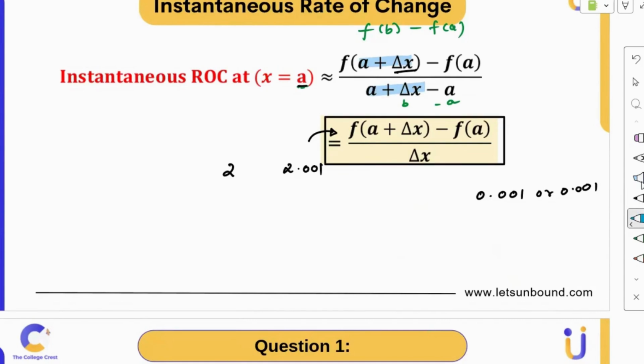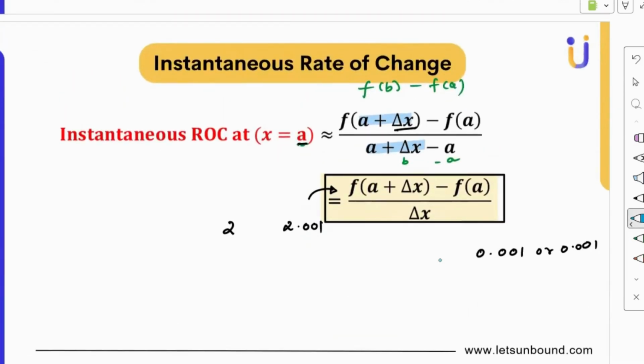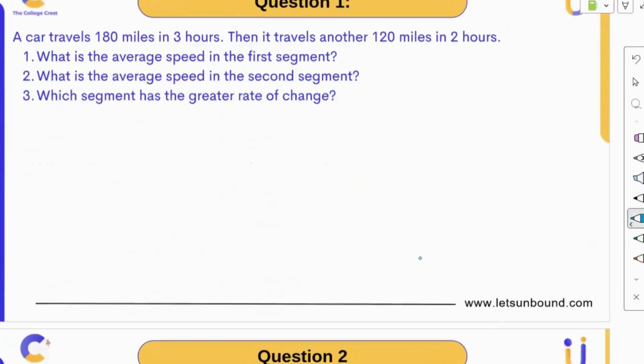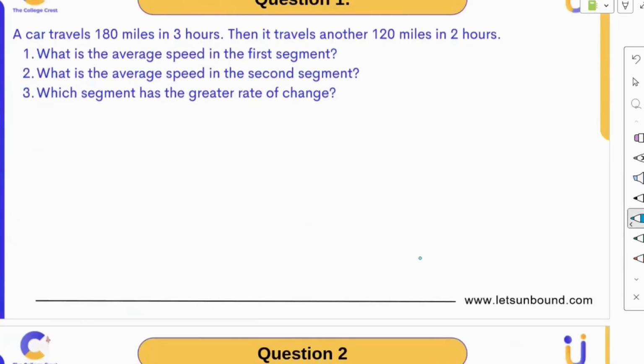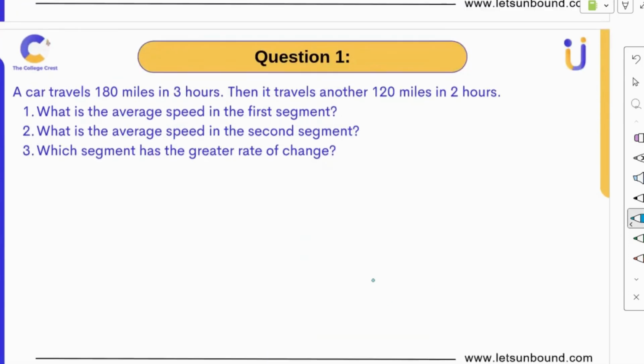Right, now this is all about instantaneous and average rate of change. Let's see how we will apply this in problems. Okay, first question. A car travels 180 miles in 3 hours, then it travels another 120 miles in 2 hours. What is the average speed in the first segment? This is a very, very basic question.